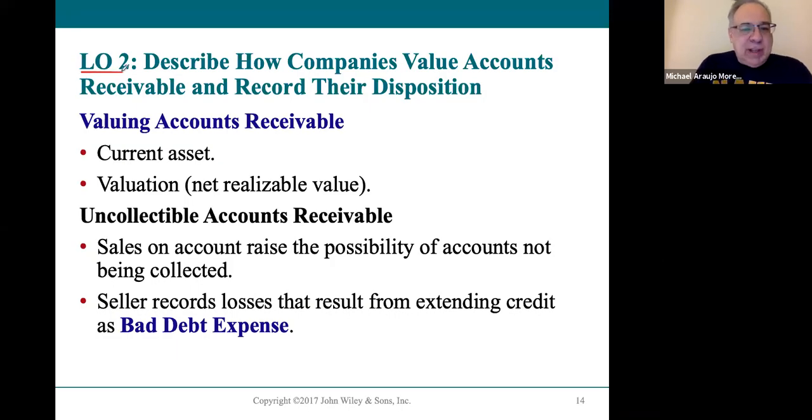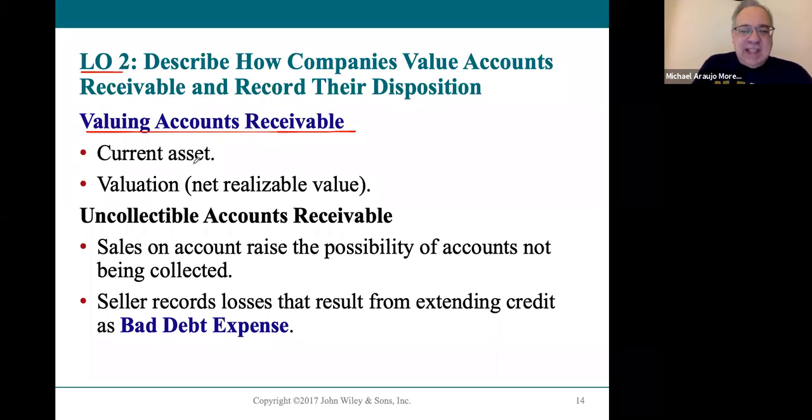All right, so learning objective 2 gives more detail on accounts receivable. One of the first things that we realize is accounts receivable is an asset, and so it's going to be on the balance sheet. And one of the basic principles of generally accepted accounting principles is we have to be conservative in how we value our assets. Actually, we have to be conservative in how we value our liabilities as well.